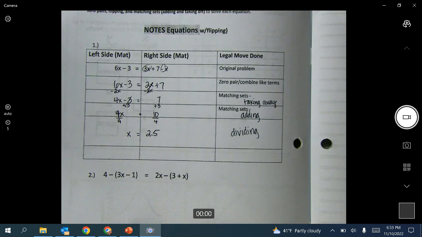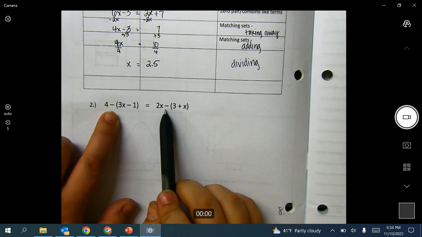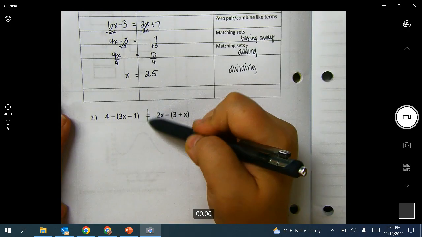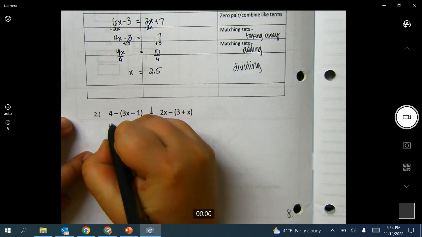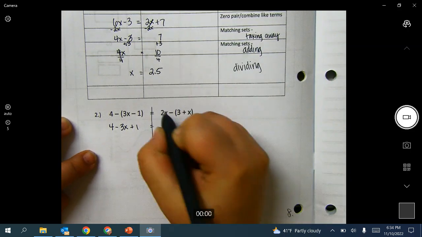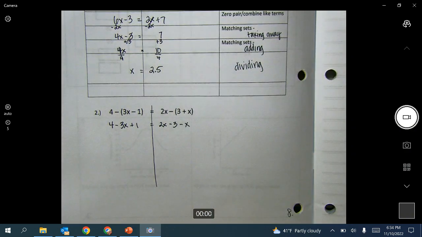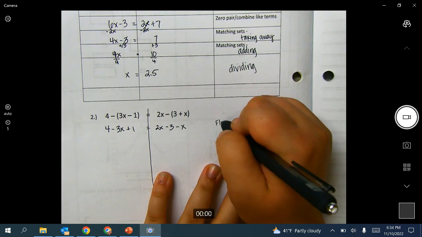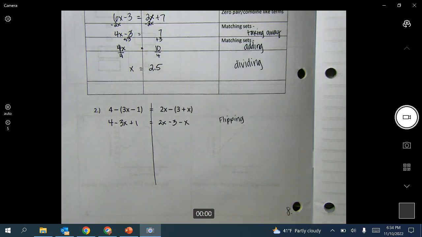Okay, so let's go ahead and try number 2 now without having these step-by-step lines on here. So I do see that I have some flipping here, so I'm going to go ahead and do that first. I want to make sure that I'm keeping my equal sign and my sides lined up. So I'm going to keep the 4, but now this is going to turn to -3x and +1. Over here, I'm going to leave the 2x the same, but now it's -3 and -x. All right, that was my flipping. I'm going to write my steps out here. You do not need to do this, though. I'm just doing this for ease of making this clear for you guys.